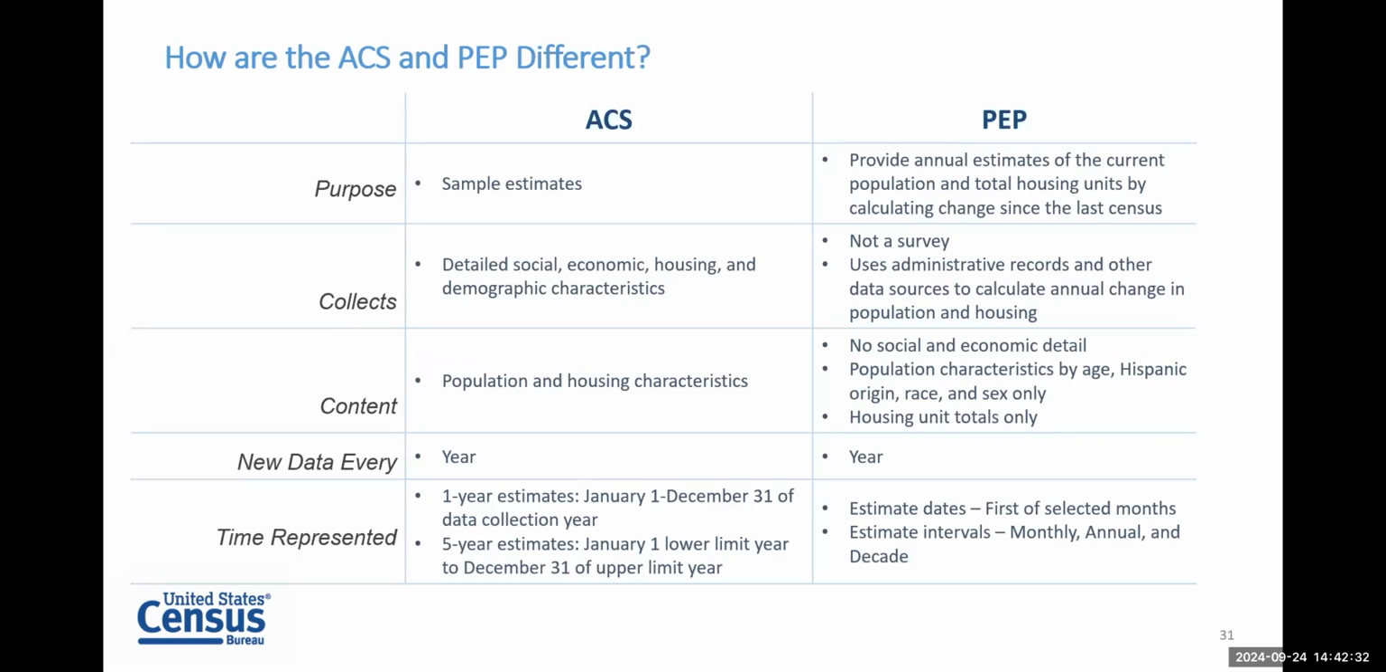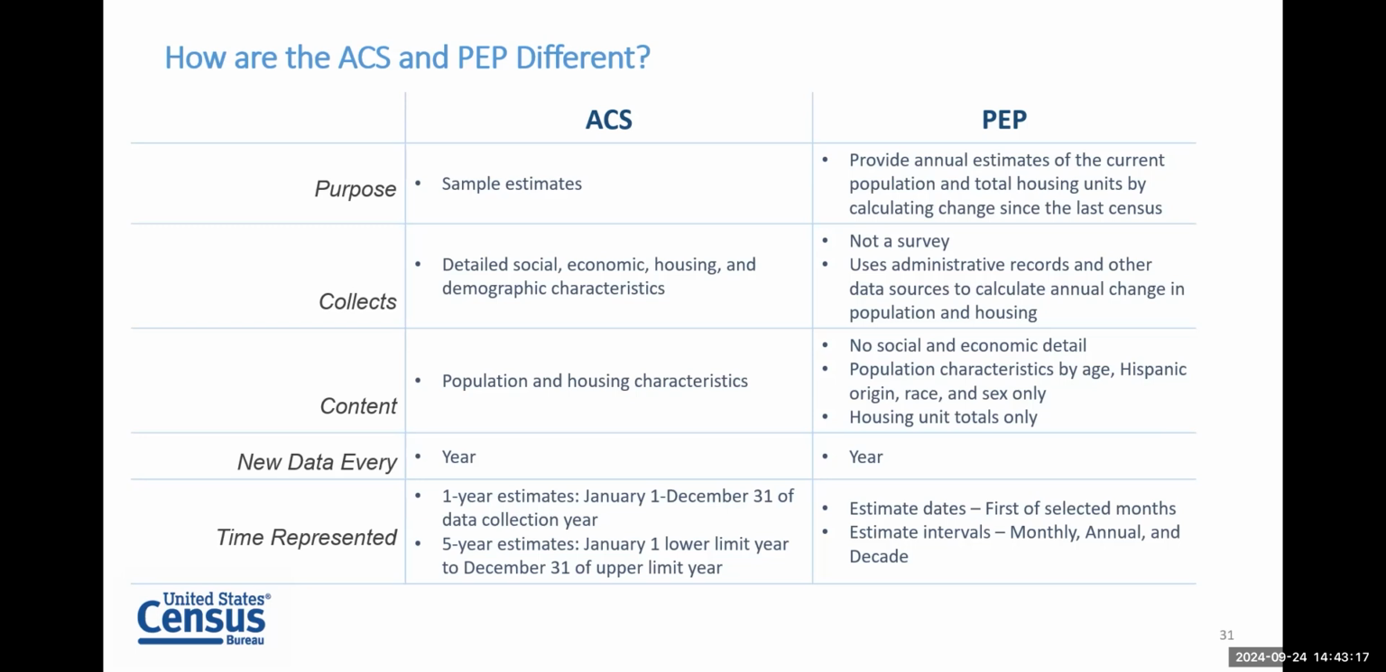So looking at how they're different, the ACS is a sample estimate, whereas for the population estimates, we're using either the most recent census or, like with the blended base, we're using this full count, and then we're creating population estimates from that. The ACS not only collects demographic information, but as you know, collects other important social, economic, and housing characteristics that we don't have in the population estimates. We do use administrative records, and we're not doing this on a sample of the population, but we have administrative records on all births, for example, or all deaths that are reported. So that's a big difference.